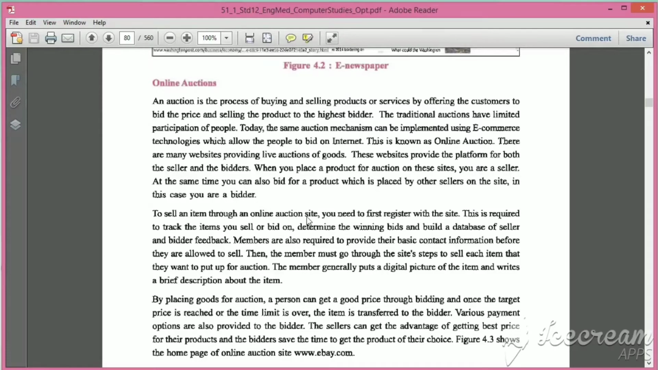To sell an item through an online auction site, you first need to register with the site. This is required to track the items you sell or bid on, determine the winning bids and build a database of seller and bidder feedback. Members are also required to provide their basic contact information before they are allowed to sell. The member must go through the site's steps to sell each item that they want to put up for auction. The member generally puts a digital picture of the item and writes a brief description about that item.